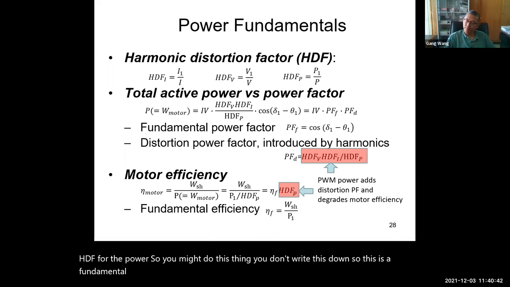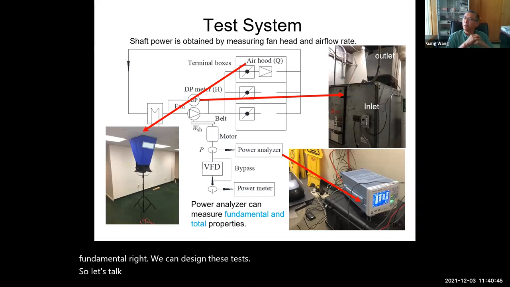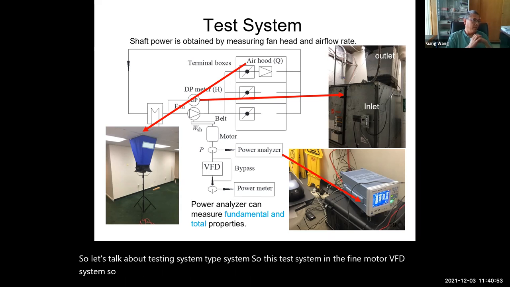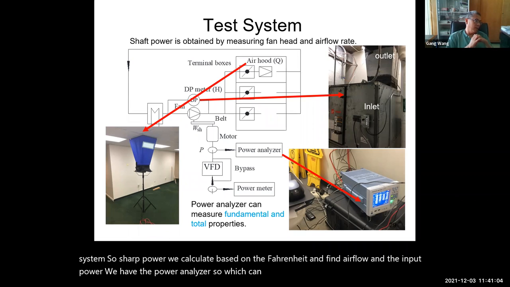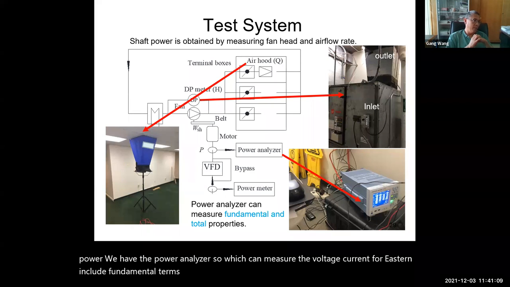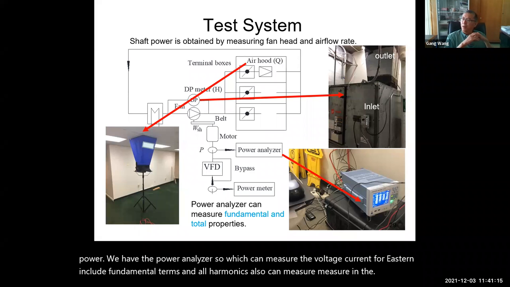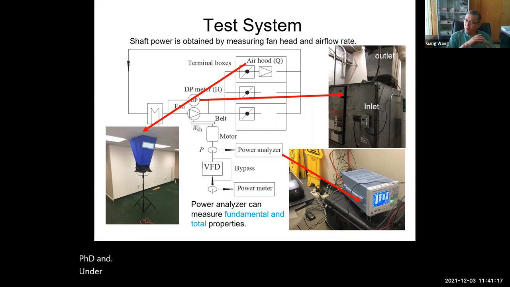We can design this test. Let's talk about the test system, which is a fan, motor, and VFD system. Shaft power we calculate based on the fan head and fan airflow. For the input power we have a power analyzer, which can measure the voltage and current for each term, including the fundamental term and all harmonic terms. It can also measure THD and the harmonic distortion factor.